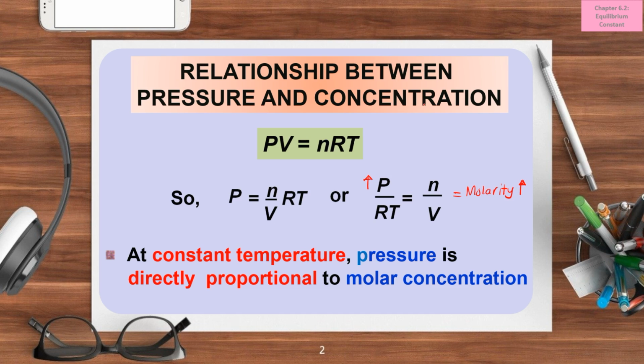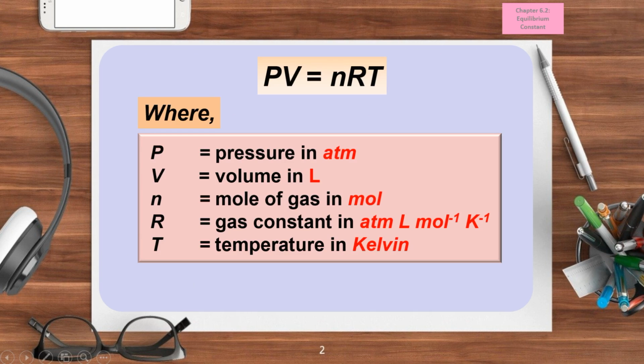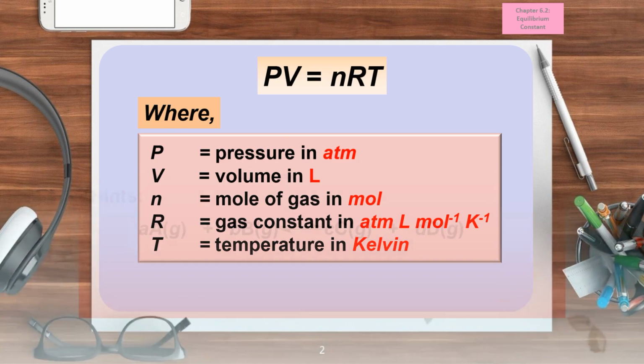Next, these are the units for each variable in PV = nRT. Pressure is in atm, volume should be in liters, and n is in moles. R has units of atm liter per mole per Kelvin, that is 0.08206, and temperature should be in Kelvin.